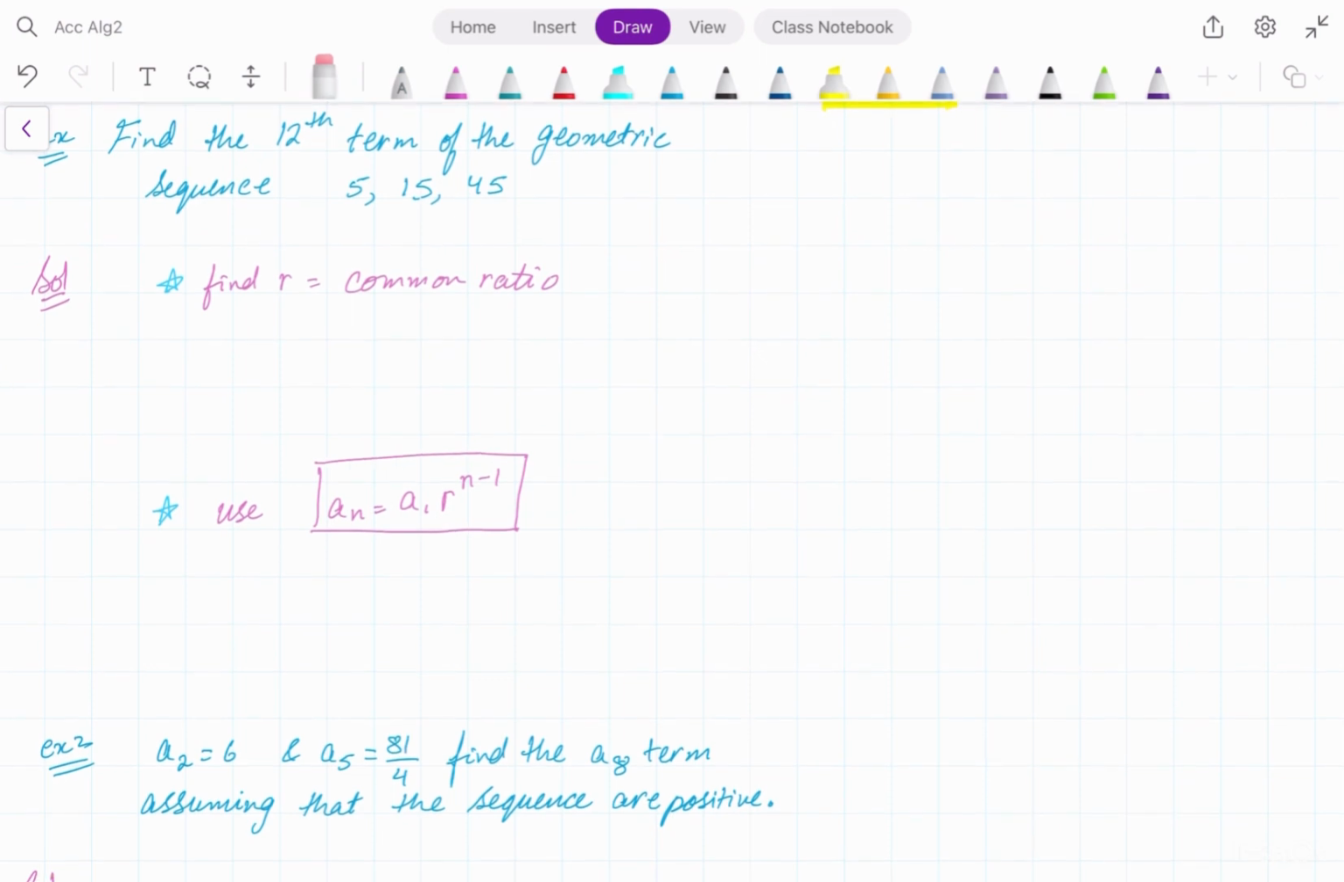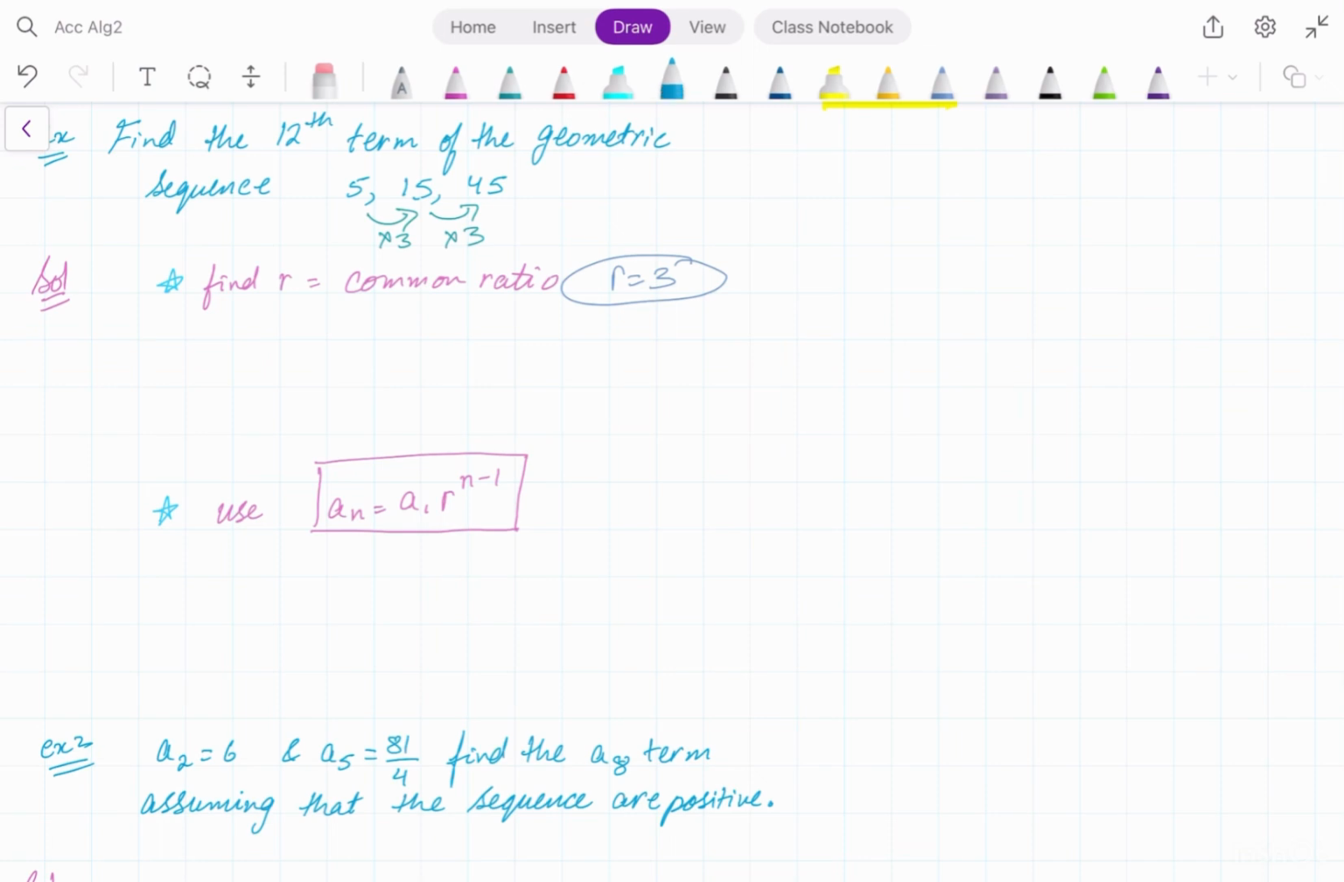So let's find out the common ratio first. The numbers given are 5, 15, and 45. I can either look at the multiplication, what times 5 is 15, or what times 15 is 45, or you can divide 15 by 5 and you will get the common ratio as 3.